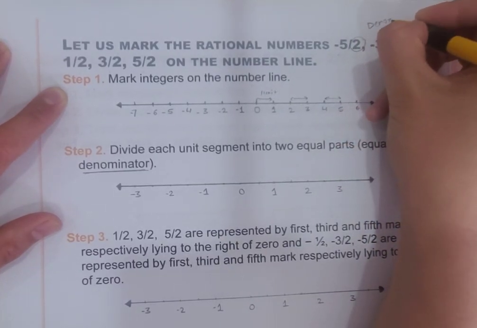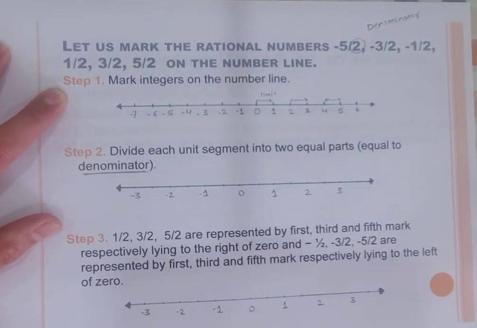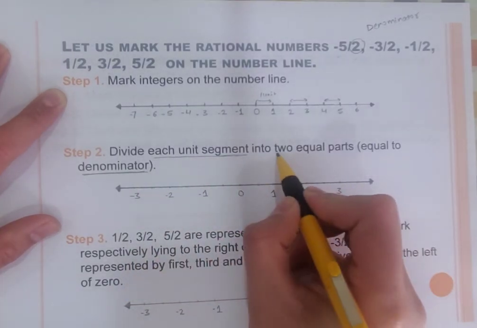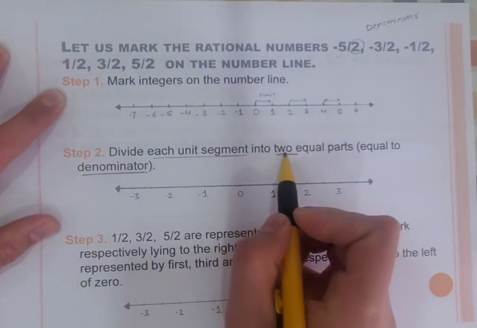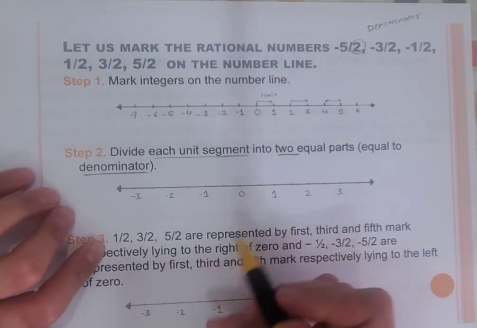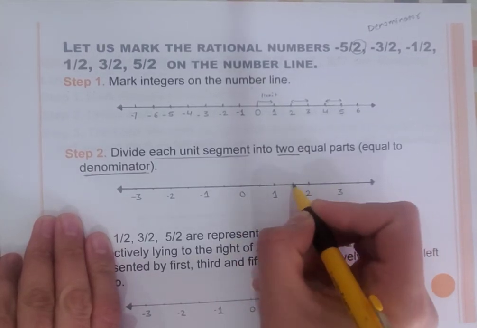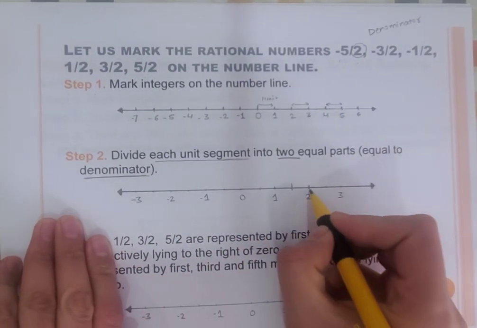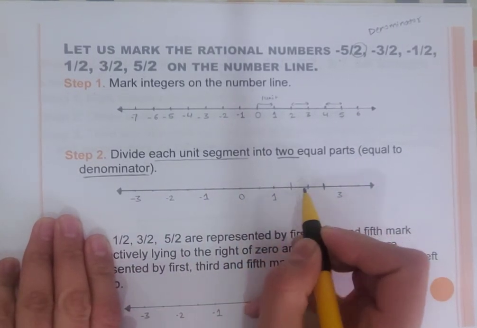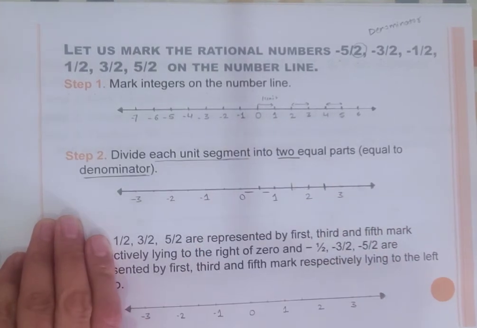What is the denominator? The denominator is 2. So we have to divide each unit segment into 2 equal parts. Why 2? Because the denominator is 2. So we divide each unit segment into 2 equal parts. The second unit, 2 to 3, we divide into 2 equal parts, first part and second part. In the same way, 0 to 1, first part, second part.